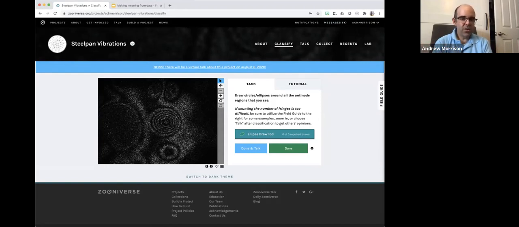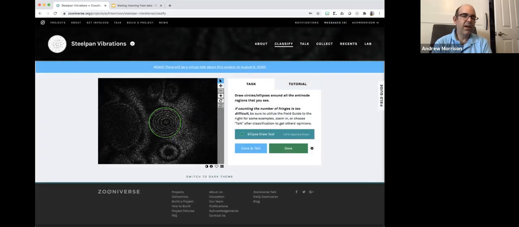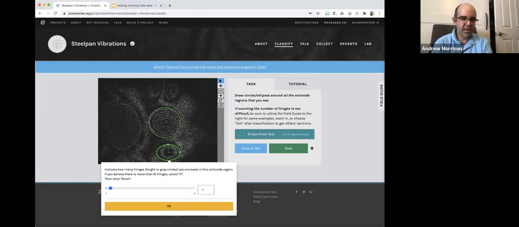What I usually do is count the fringes before I draw the ellipse. So this one has 1, 2, 3, 4, 5, and then I'll count this one as 6. So I'm going to draw that ellipse, and there's the pop-up window, and then I mark this as 6. I say okay. This one down here, I count the bright fringes, me personally. Everyone does it a little bit different, but we ask multiple people to look at these. So on average, we think we're getting the right thing.